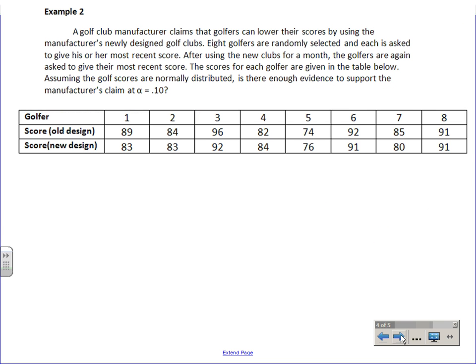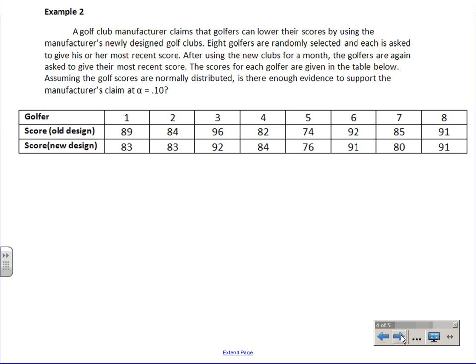All right. A golf club manufacturer claims that golfers can lower their scores by using the manufacturer's newly designed golf clubs. And I'll tell you a story about golf clubs. There was actually an experiment they did with some professional golfers. 8 golfers are randomly selected, and each is asked to give his or her most recent score. So that's what they did. There's golfer 1 through 8 right there, and their score from their old design goes 89, 84, 96, and so forth and so on, right?